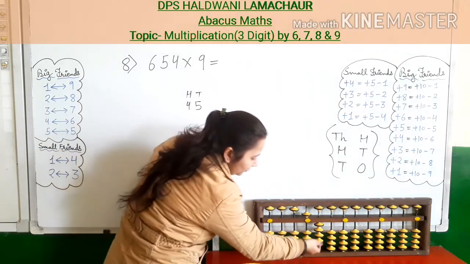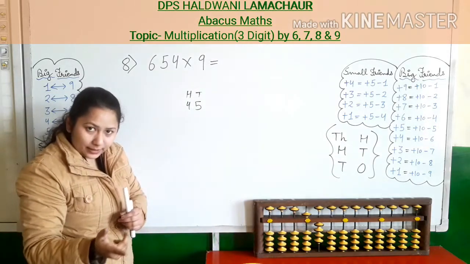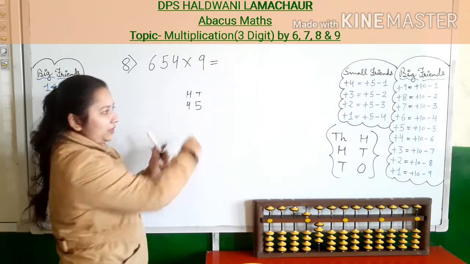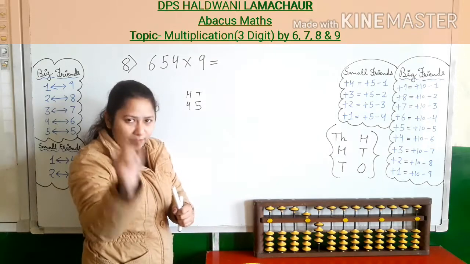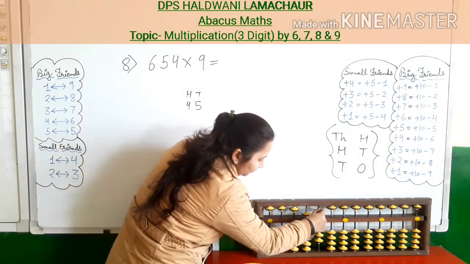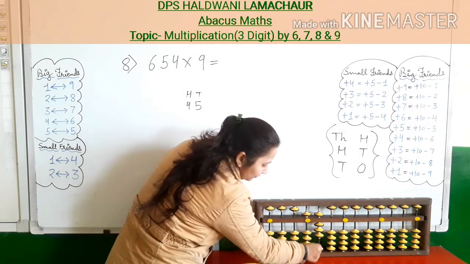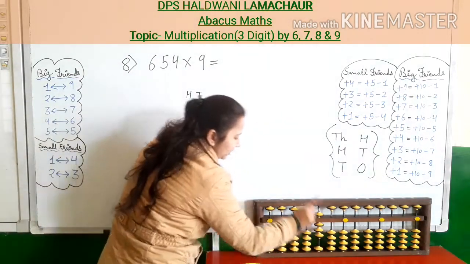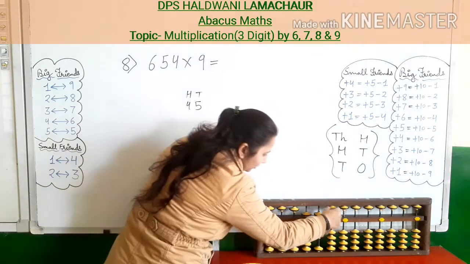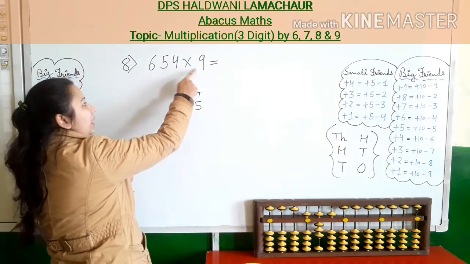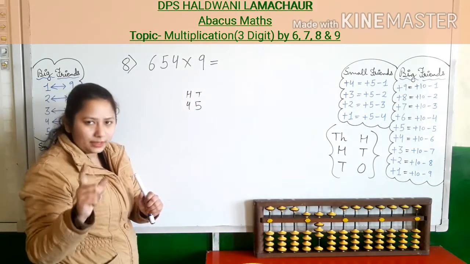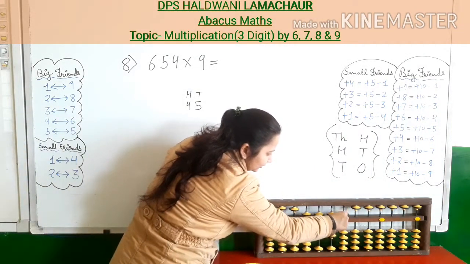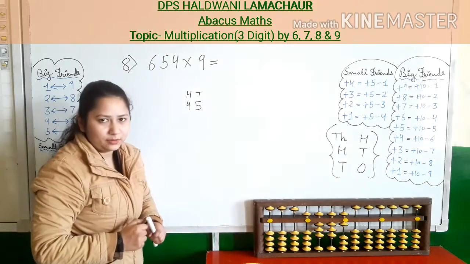Now you can see here that 4 is already added, so you will apply the small friend. For adding 4, what is the small friend? Plus 5 minus 1. So do plus 5 minus 1 in the hundreds rod. Now add 5 in the tens rod. Now 9 4s are 36. 3 in the tens rod and 6 in the units rod.